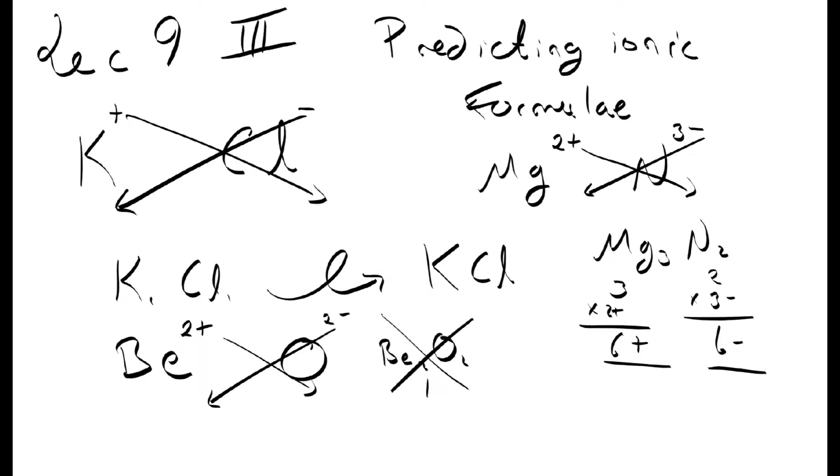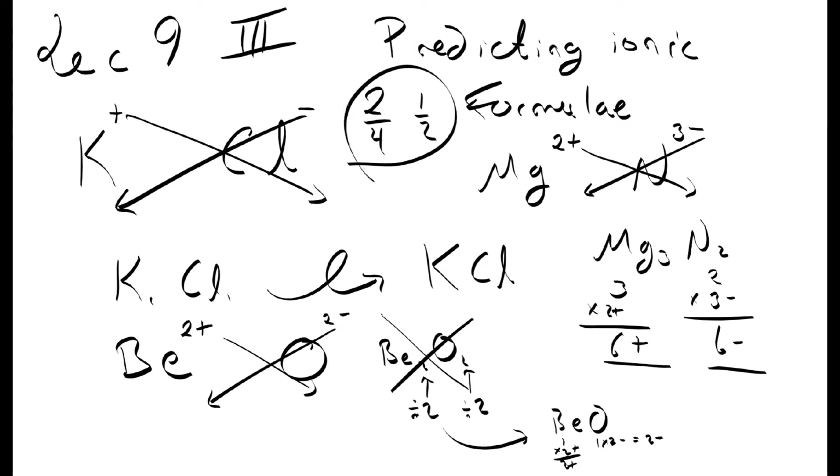And on a test, that would be wrong. Because you have to reduce this right here. Okay, so Be2O2 is incorrect. You have to reduce it. Okay, these are both divisible by 2. So it becomes BeO. Okay, it's just a 1-to-1 ratio. Because 1 times 2 plus is 2 plus. 1 times 2 minus is 2 minus. You don't need 2 of each, you only need 1 of each. Okay, we're showing the reduced ratio. Okay, it's like instead of 2/4, you write 1/2. Okay, you always reduce the ratio as much as possible. So look for common factors.